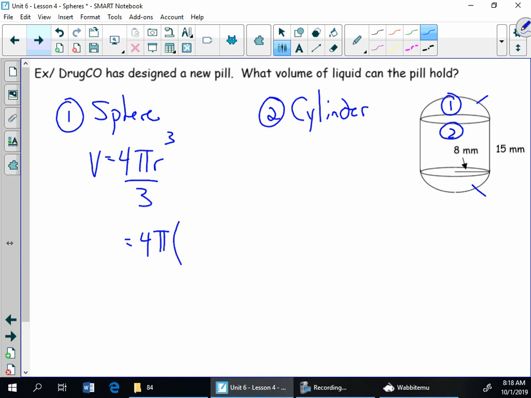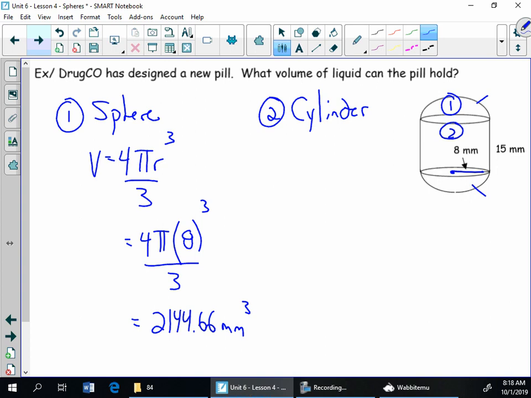Okay, my radius of this sphere is 8. All right, center out, cubed, divided by 3. Type it in my calculator, and I got 2,144.66 millimeters cubed. Okay, but there was another shape.